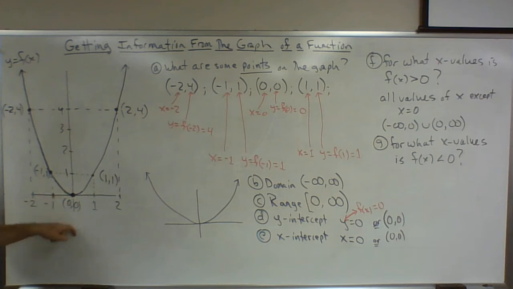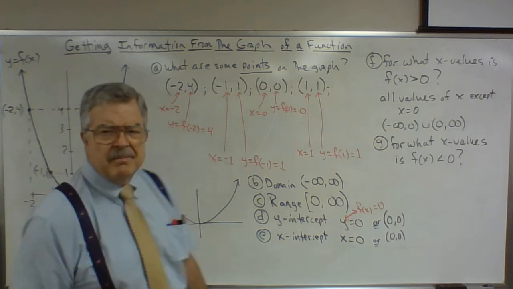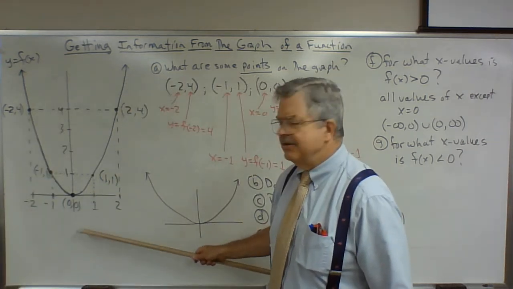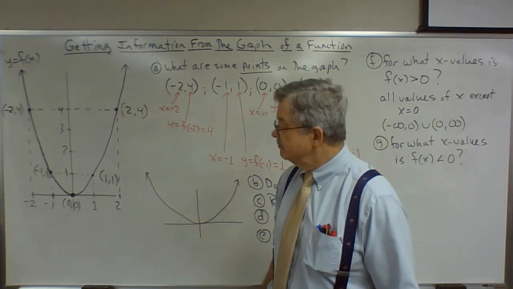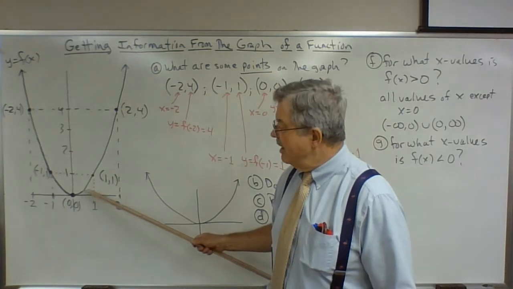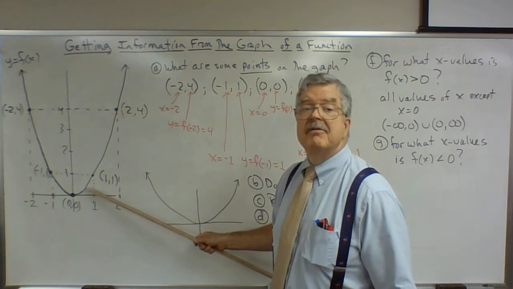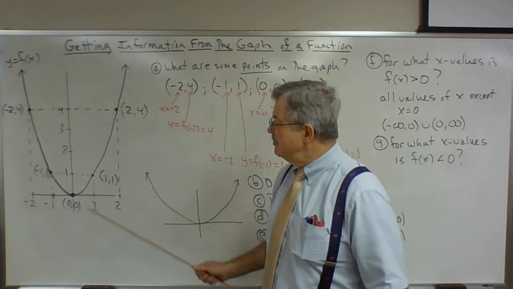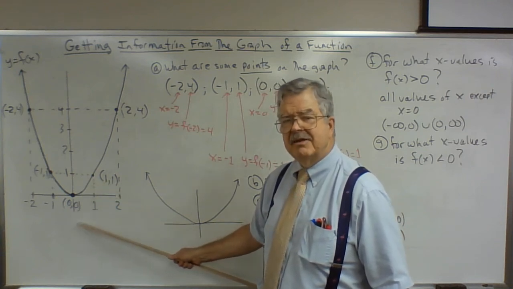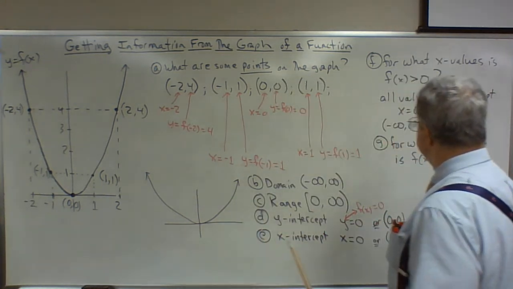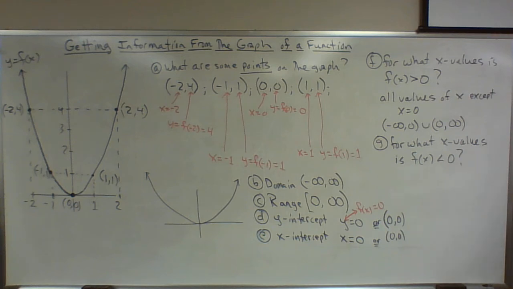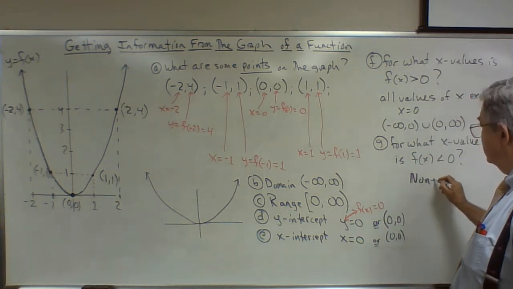Isn't y less than 0 below the x-axis? So the place in the xy plane where f of x is less than 0 is that part of the xy plane where the graph of f of x dips down below the x-axis. Tell me something. Do you see the graph of this function dipping below the x-axis? I sure don't. This graph lies either on the x-axis at that point or above the x-axis at all other points. At no time does this graph actually go below the x-axis. So for what x values is f of x less than 0? None.